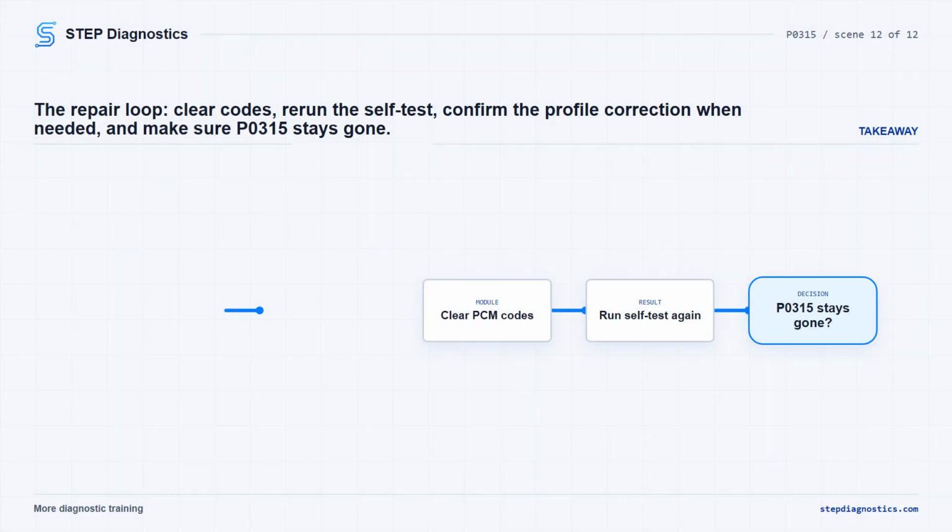Keep verification separate from testing. After any repair, profile correction, or connector correction, clear the PCM DTCs and repeat the self-test. For P0315, do not call it fixed just because the engine starts. Confirm the relearn has been completed where required, confirm the code stays gone, and confirm the original concern is not present. Takeaway: prove the PCM has a stable crank signal first, then perform the neutral profile correction when the signal is valid.